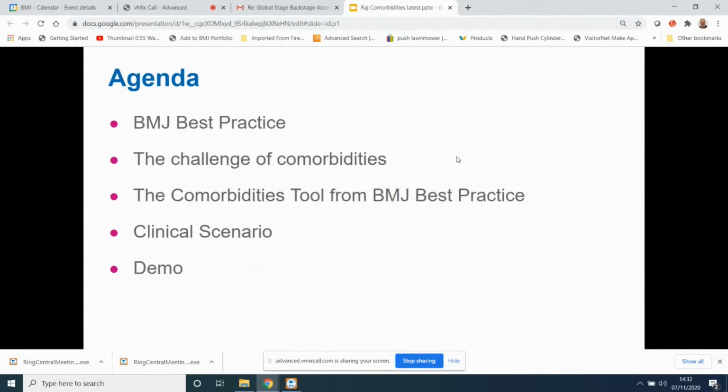And so specifically, these are the things we're going to talk about. I'm going to give a brief introduction to our clinical decision support tool, BMJ Best Practice, as it is now. I'm going to talk about the challenges and problems of dealing with patients with comorbidities. I'm going to talk about our own tool, the comorbidities tool from BMJ Best Practice. I'm going to run through a clinical scenario to show how it's used and do a brief demo at the end, and hopefully we'll have time for questions and answers at the end.